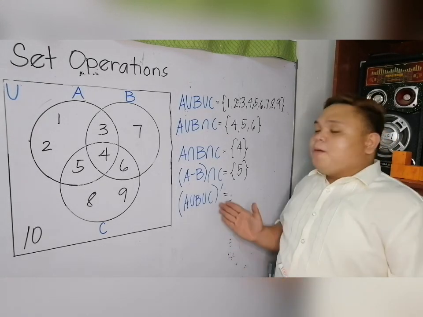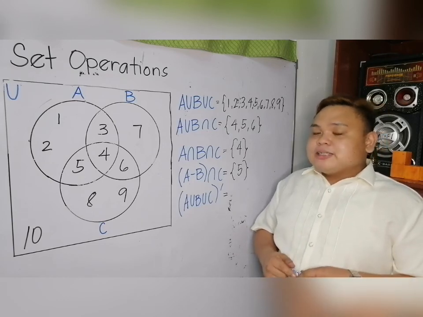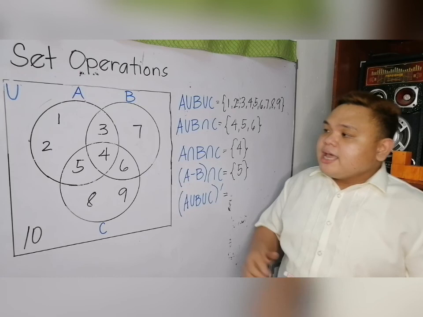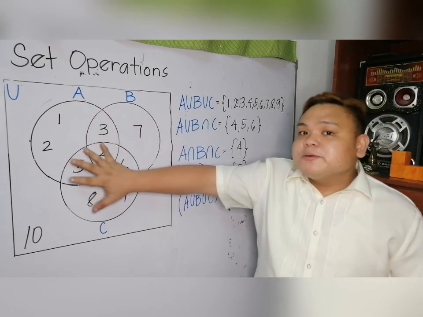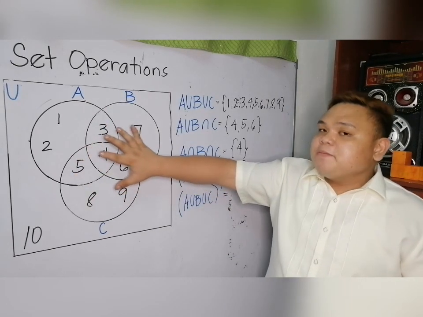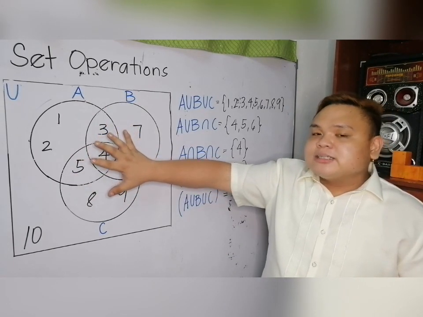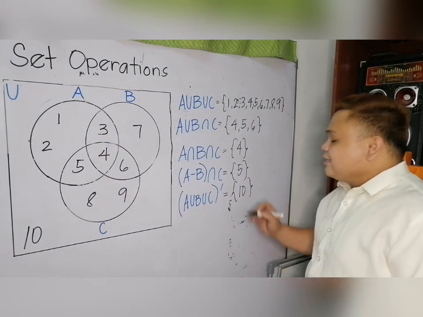Now let's move to the complement of the union of A, B, and C. So our first step here is to get the union of A, B, and C, and that is going to be this part. Now, in order for us to get its complement, all we need to do is to remove this part, and the remaining element will serve as its complement. And in this case, that is 10.